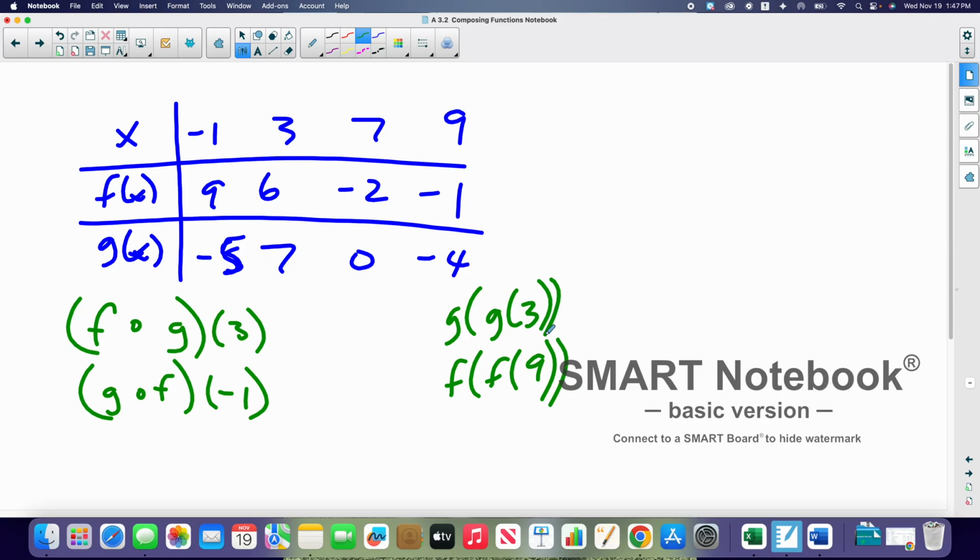Alright, so here's what I'd like for you to do. I want you to take a little time. We've talked about compositions. I've put 4 problems up here. Using your table, I want you to go find me these 4 answers. Give you a little time there. Use your table and let's find those values: f of g of 3, g of f of -1, g of g of 3, and f of 9. Use your table. Go find those values.